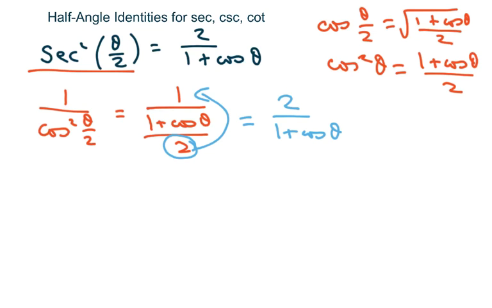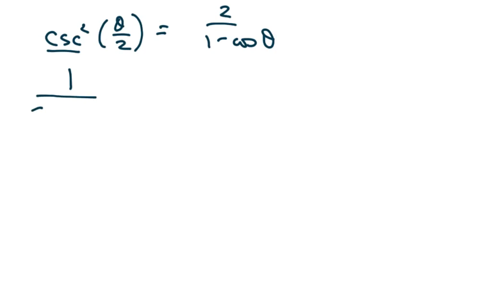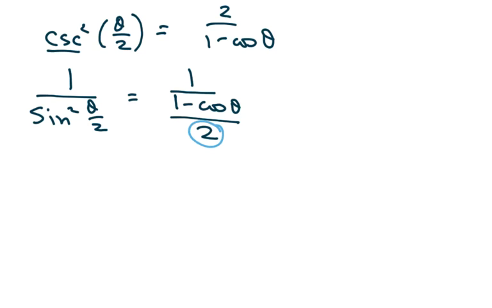Okay, the next one's very similar with cosecant. We have cosecant squared of our half angle, and this is going to equal 2 over 1 minus cosine of theta. And we know this is 1 over sine, so that's 1 over sine squared of theta over 2. The square root cancels out, so we're just going to have 1 over (1 minus cosine of theta) over 2. And you bring the 2 up here, and you get 2 over 1 minus cosine of theta.